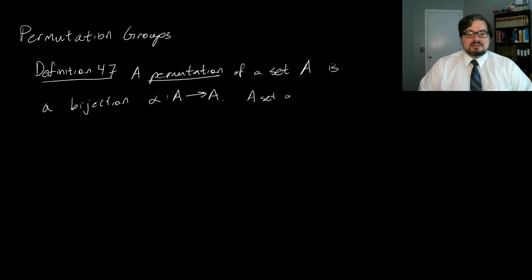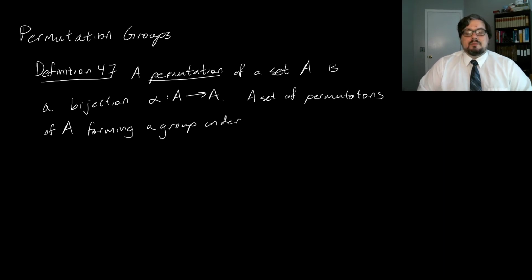A set of permutations of a set A forming a group under composition is called a permutation group.